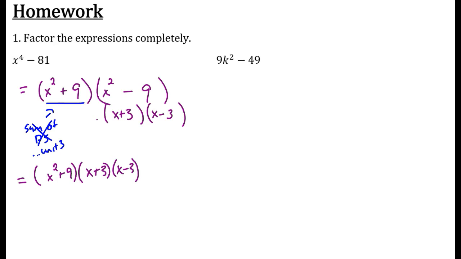This next expression, 9k squared minus 49. Again, the difference of perfect squares. Who's going in the front seat? Well, what gave me 9k squared? Well, 3k did. What gave me 49? 7. And I have a plus and a minus so that there's no middle term. That's all the difference of perfect squares is. Hopefully you remember that from ninth grade.